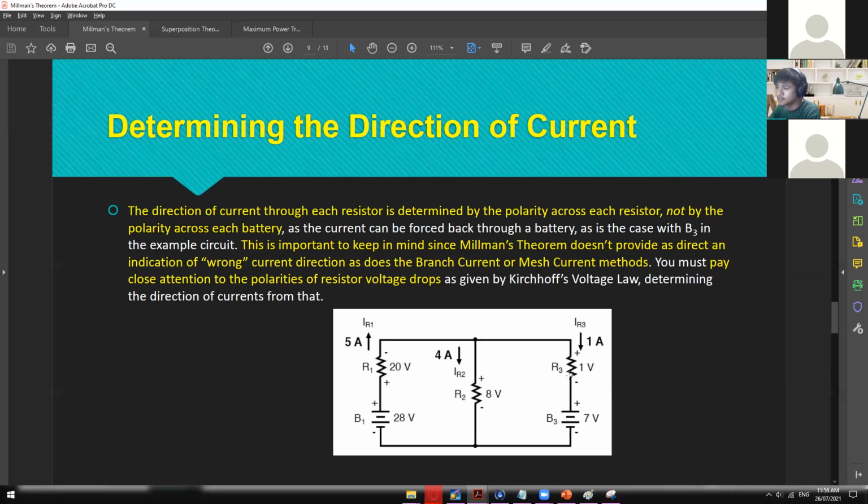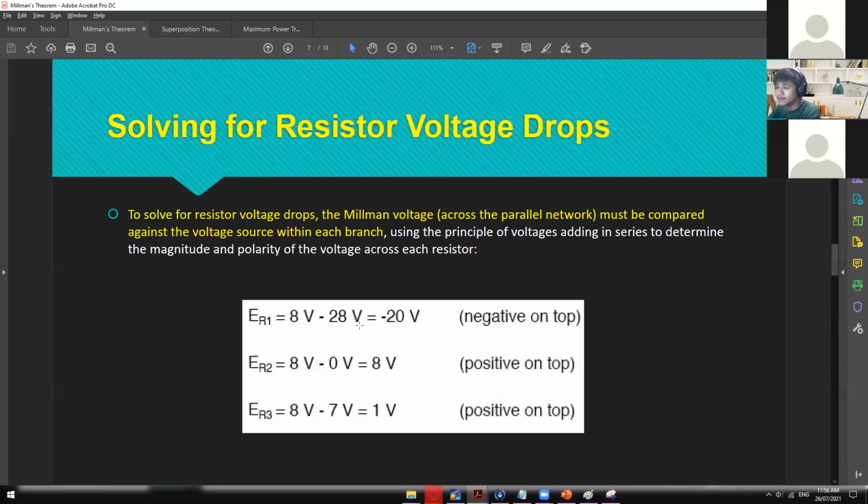So are we clear with this one so far? Yes, sir. Okay, so one last thing I forgot to mention. As you can see, we have a sign right here, which is positive, negative, and then positive, negative. In here, we have the solved values of our voltage drop on each resistor: negative 20 volts, 8 volts, and then 1 volt. And then it says here that we have negative on top. Okay, kasi meron tayong negative sign dito.